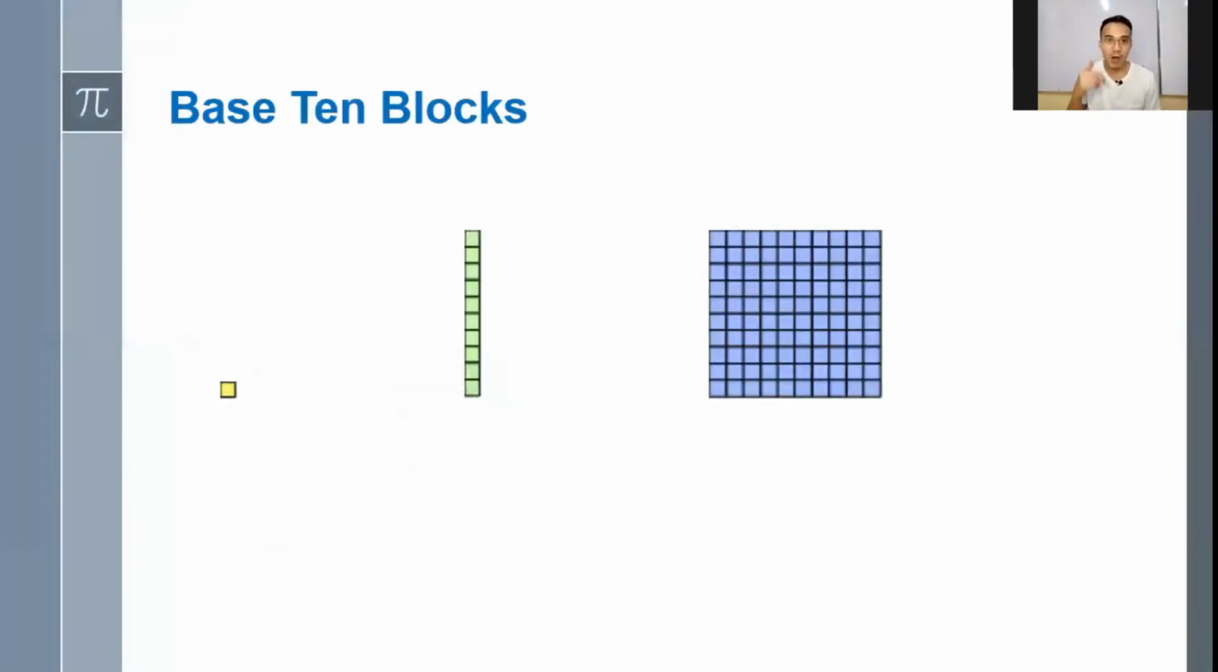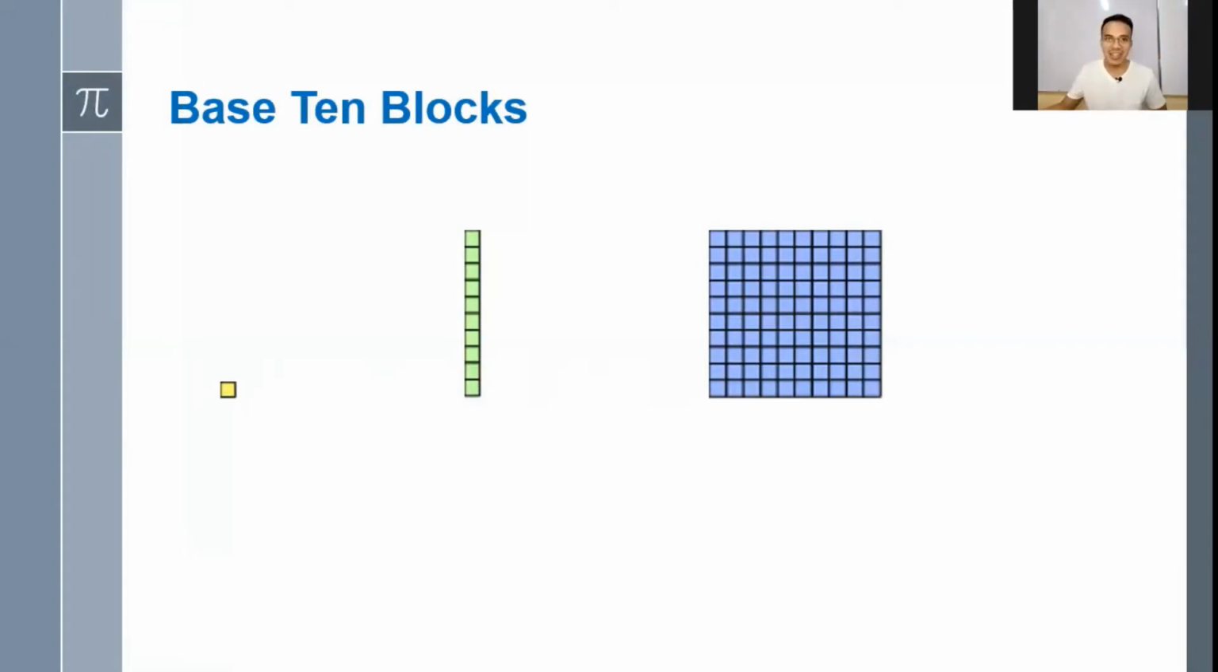Before we start, let me introduce to you our base 10 blocks. This is what we call 100. This is new to you. This is 100. This is 10. And this is 1. So these are the different kinds of our base 10 blocks.